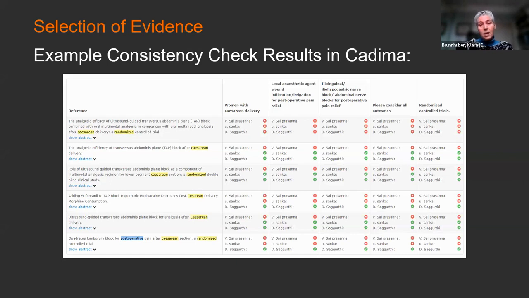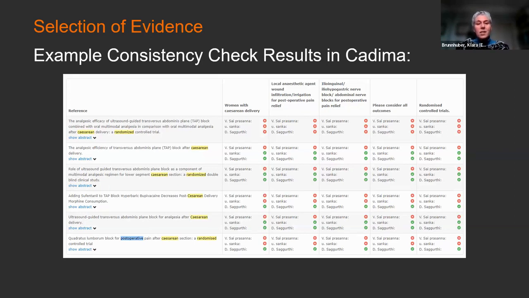In Kadima, it's called the consistency check, where you define who should be part of your screening team. This can be as many people as you like, but you always define ideally at least 2 people should look at the same study in order to ensure this double screening, and through that reduce the error rates.